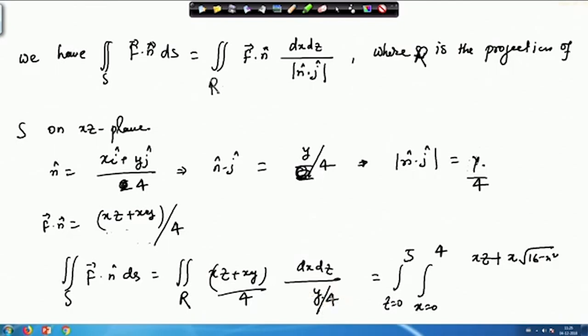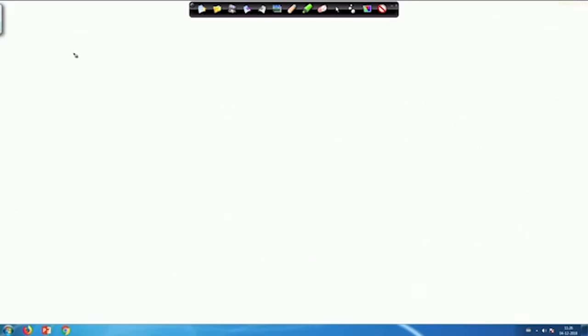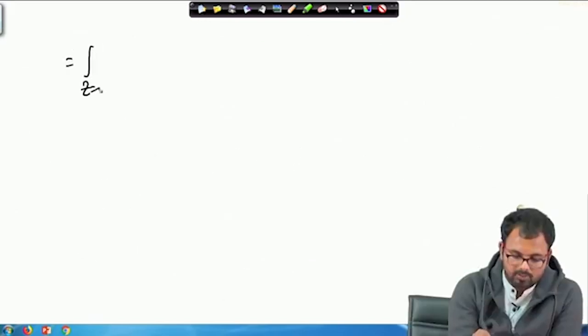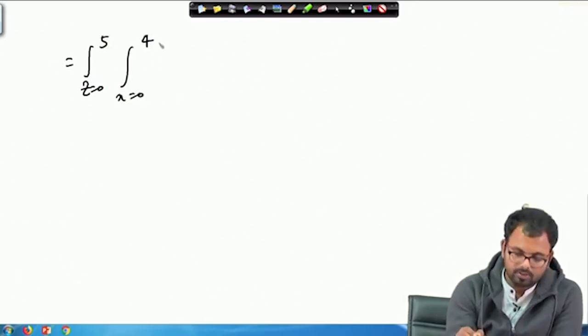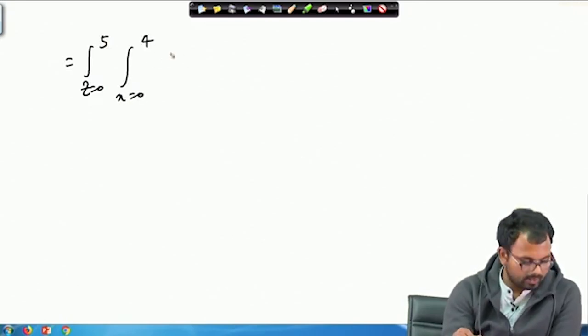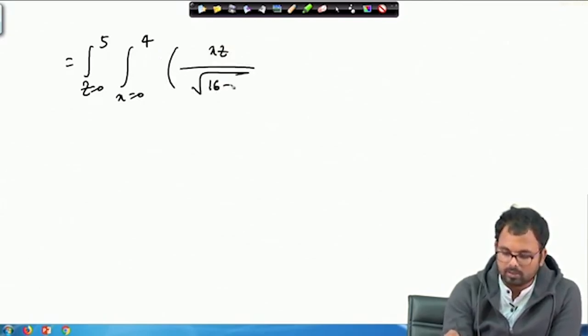And next, we will have xz plus x times 16 minus x square divided by y. So, y is also 16 minus x square, dx dz. Now, this can be written as, if we simplify, z running from 0 to 5, x running from 0 to 4, right, in the xz plane, and this will be xz divided by 16 minus x square plus x, dx dz.